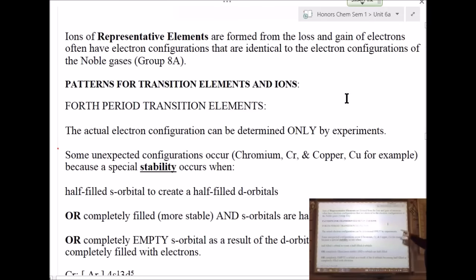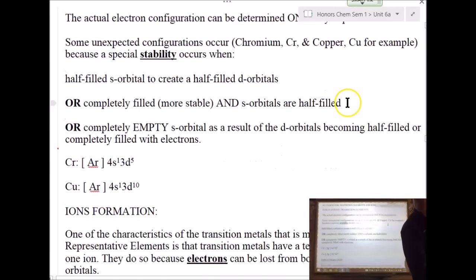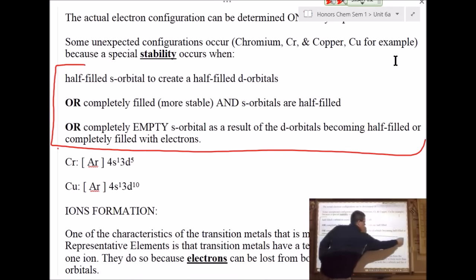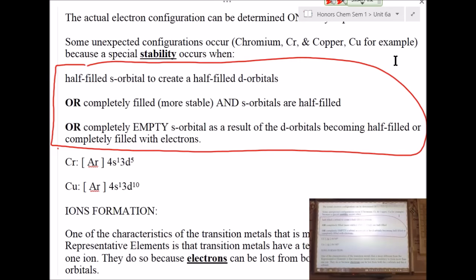All right, and here is what I just mentioned. If you highlight this area right here in your notes, very, very important. There are special stabilities that occur when you have a half-filled s orbital to create a half-filled d orbital. That's what this first one talks about. So we have a half-filled s, which means we only have 1 electron in the s orbital, whether 4s or 5s. And how many electrons are in a half-filled d? 5. Good, because the max is 10.